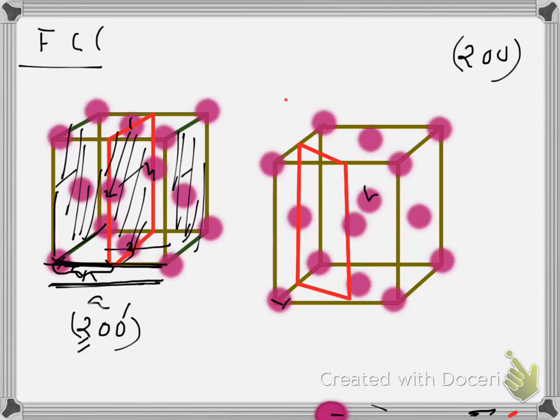This is the back face center, top face center, bottom face center, left face center, right face center. So two particles at the face centers are here, which are front and left. Then the next plane is this one.